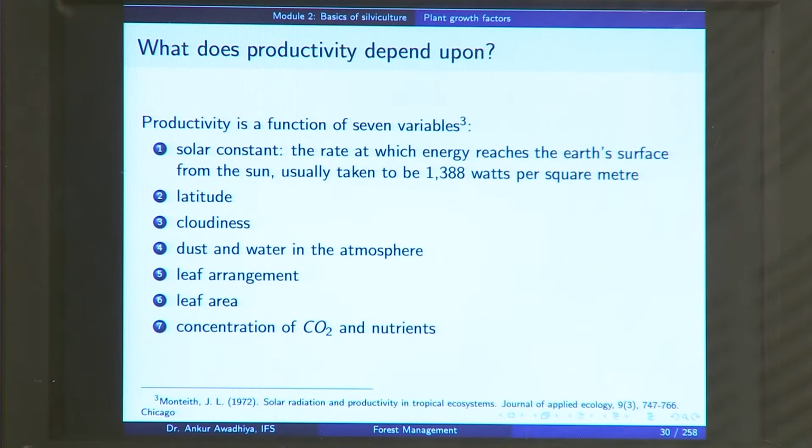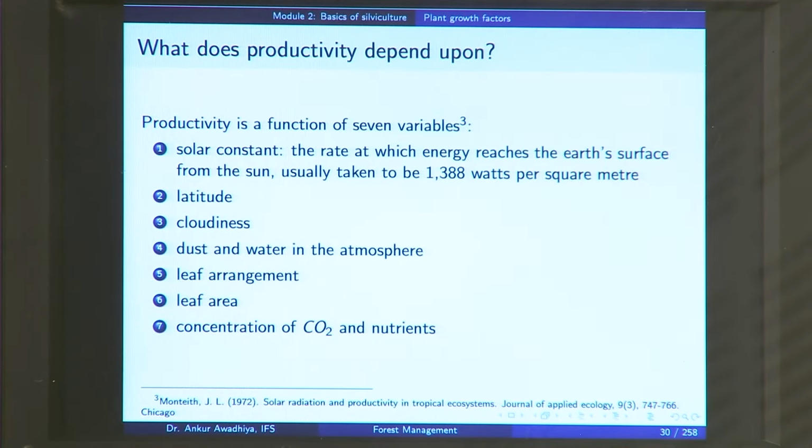Then productivity depends on cloudiness, because if you have clouds, the sunlight is not directly able to reach the plants, because the clouds reflect the sunlight back into space. So, the amount of cloudiness will also determine the amount of productivity in an area. Then the amount of dust and water in the atmosphere will also determine the productivity in that area, because with dust and water also, some amount of energy will be reflected back.